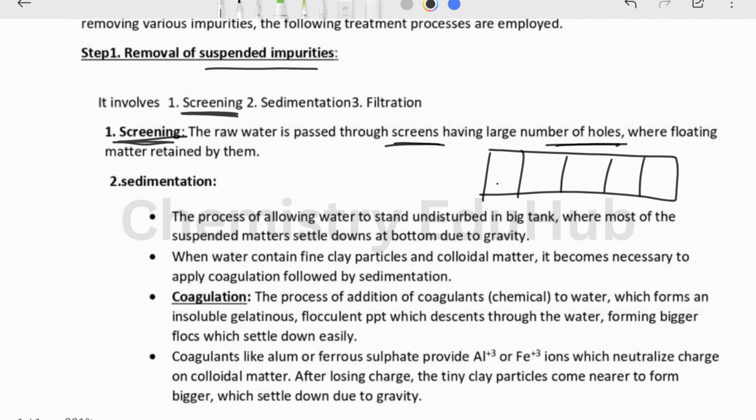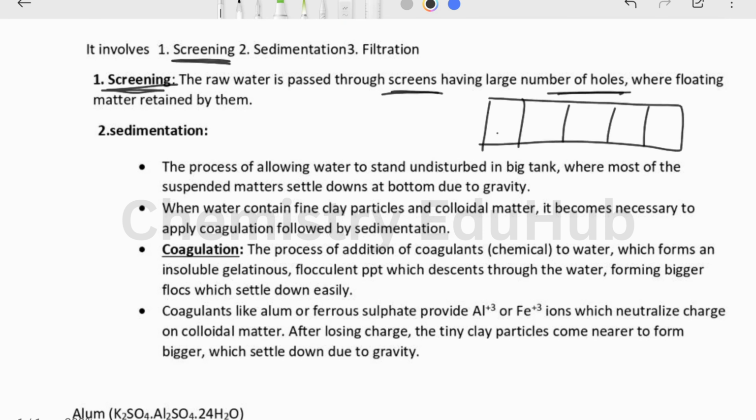Once the screening is done, once the floating matter is removed from the water, the second step is sedimentation. Now, sedimentation and coagulation are the two processes involved, based on the size of the impurities present in the water. If the particle size is large enough, then we use sedimentation. If the size of the particles is very small, like in the case of colloids, where the particles are small but do not dissolve, in such a case we use the coagulation process.